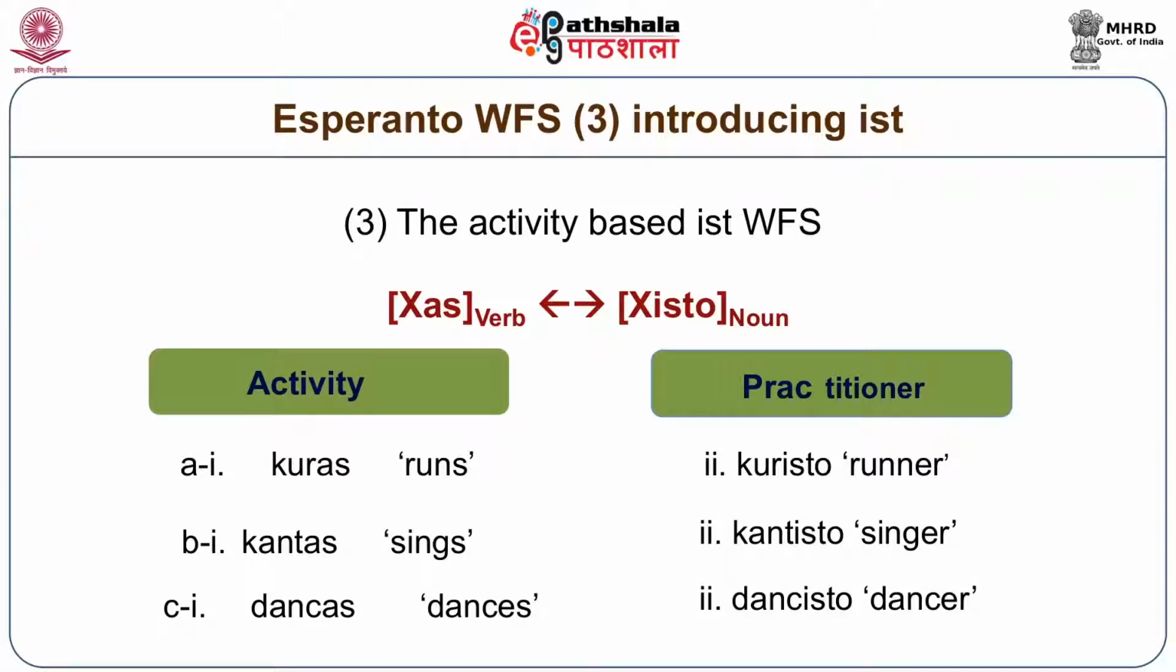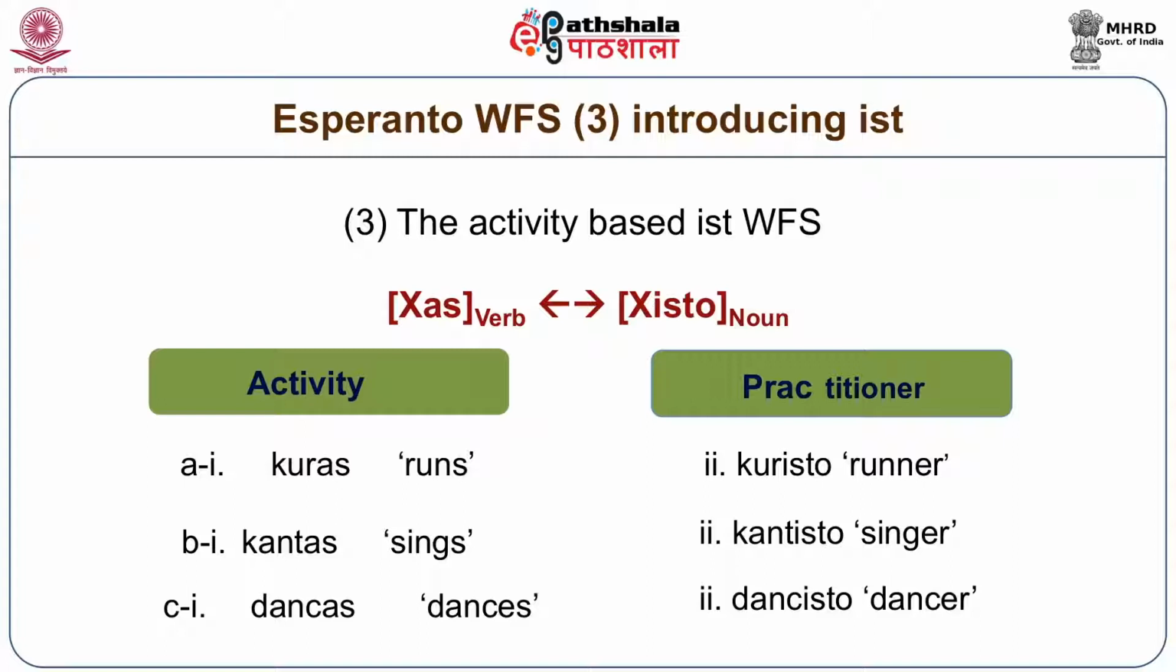In Esperanto, the facts that become crucial in deciding whether item and process and item and arrangement are equally good are words involving the affix ist, which we introduced in the context of the word ex curisto, former runner, where ex means former, cur means run, and ist means runner. So when you take curas, runs, you can derive curisto. When you take cantas, sings, and danzas, dances, you can derive cantisto, singer, and dancisto, dancer.